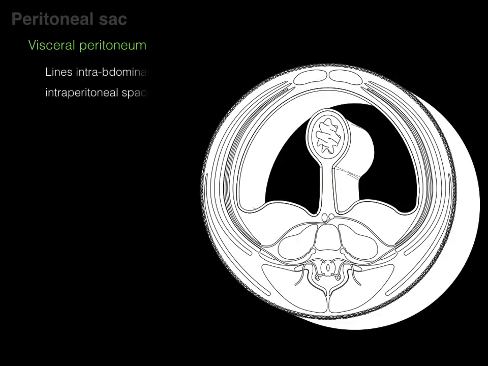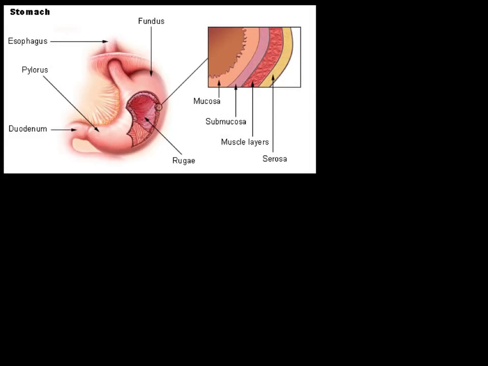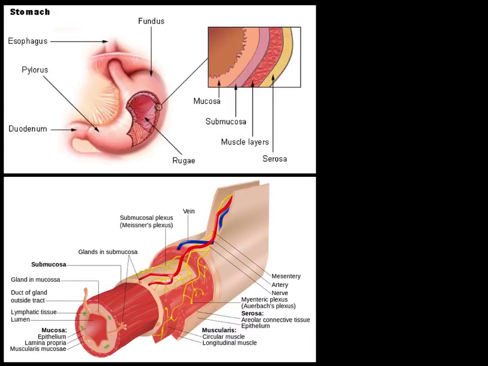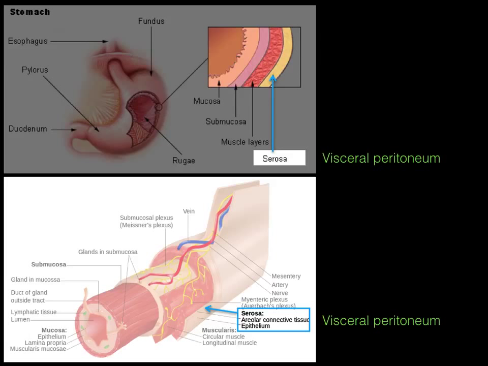Now, the visceral peritoneum lines the intra-abdominal organs in the intraperitoneal space. It's also known as the serosa. So there you have it in green, that surrounding. And so when you take a look at pictures like this often, and you see mucosa, submucosa, the muscularis externa, and then the serosa, showing the small intestine, and you see all those layers, whenever you see this term serosa, that's synonymous to the visceral peritoneum that we've just been talking about.